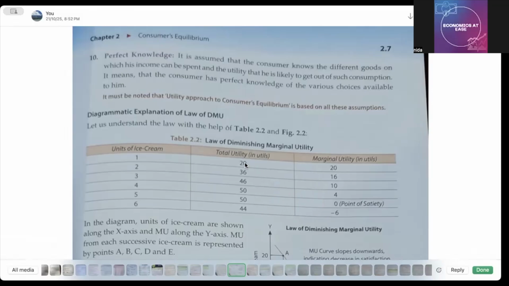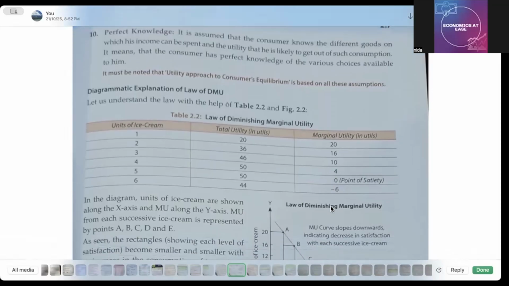We can see that the total utility is increasing but marginal utility is decreasing. 20, 16, 10, 4, and at this point where the MU is 0, this point is known as the point of satiety. It means at first your satisfaction increases quickly, but after a few ice creams you start losing interest. Finally, if you eat too much, your satisfaction even becomes negative. You feel uncomfortable. When you are reaching this point, a rational consumer will always try to stop at the point where MU is 0.